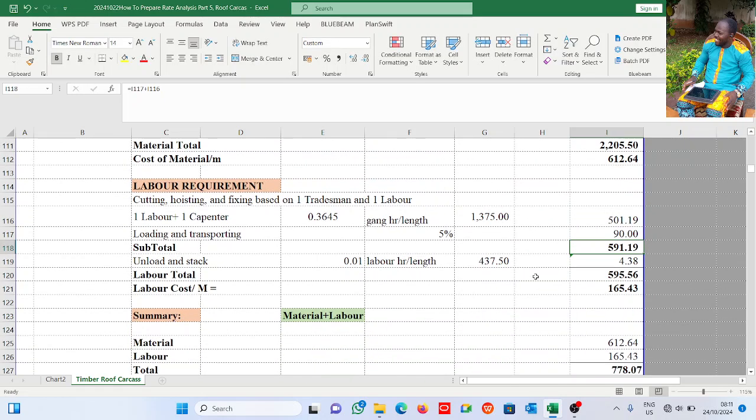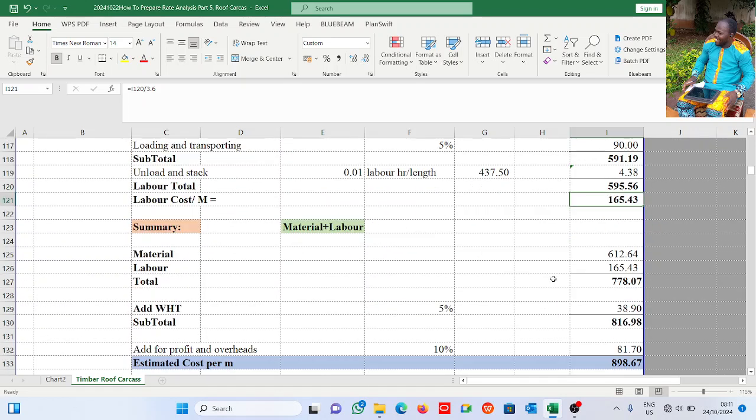So of course we have to unload, we have to stack. When you bring them to site, you have to keep them in a safe place and well arranged. 0.1 labor hour per length, right? So if I do this, I have just 4 naira 38 kobo just for you to carry and arrange them very well. So we have the labor total. This is for 3.6 meter length. So for 1 meter length, labor is 165 naira 3 kobo.